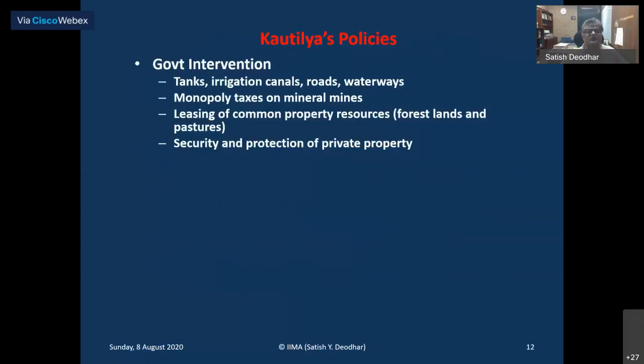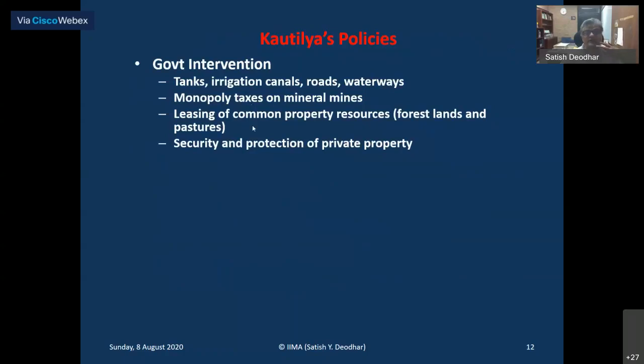Now, given this background of examples from the pre-Kautilyan period, let me come to Kautilya and give some glimpses of his policies. He also talks about government intervention. He talks about tanks, irrigation canals, roads, waterways. These are the typical modern examples of public goods which government must provide. He talks about monopoly taxes on mineral mines. The moment you give a license for somebody to excavate minerals, that becomes a monopoly right. And once you have a monopoly right, you're going to exploit the resources, and therefore you want to tax them more. That idea was very much there, talked about by Kautilya.